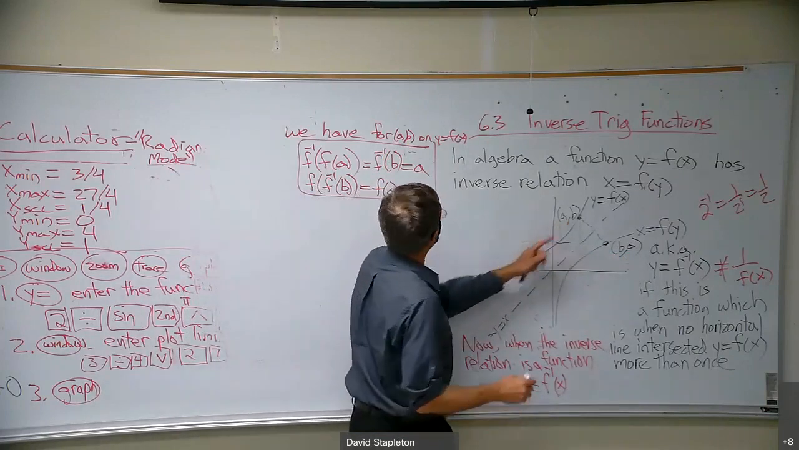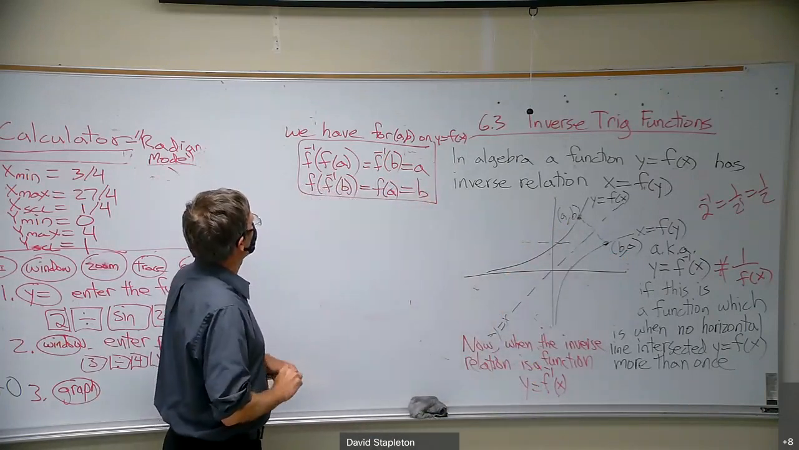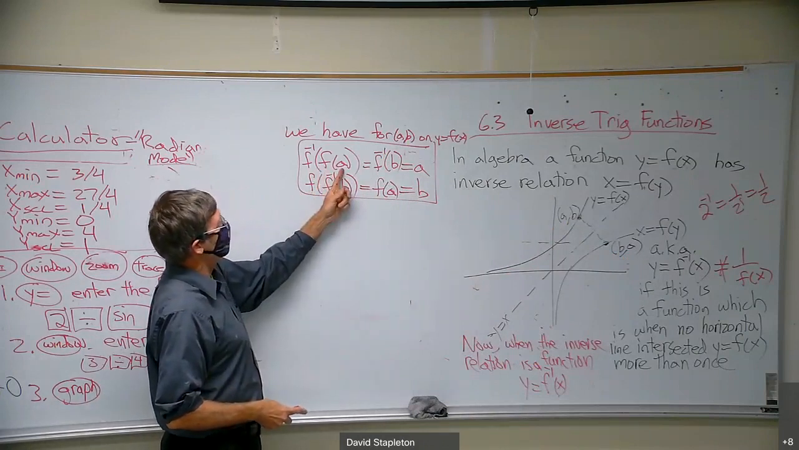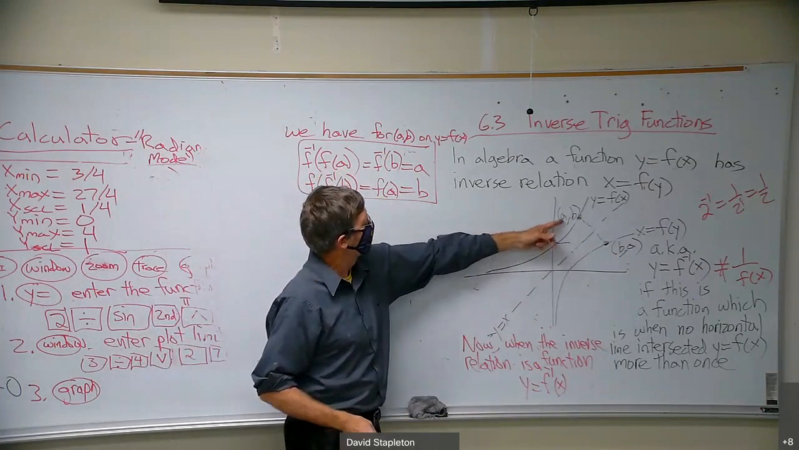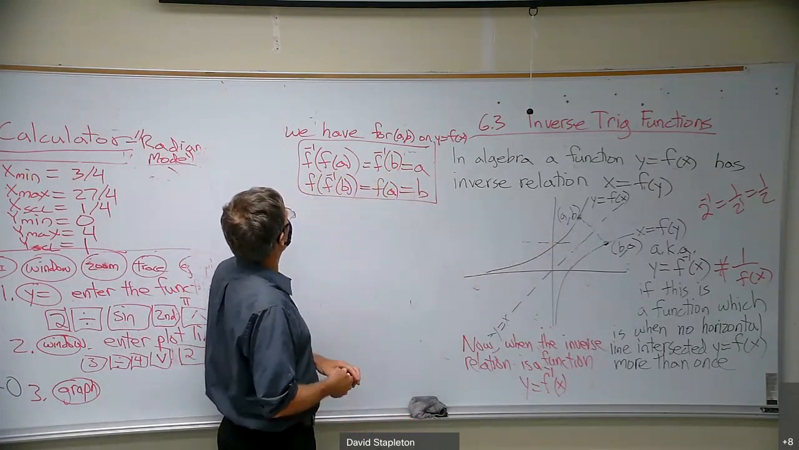But f of a is b. Now you see why it's called an inverse function. It undoes the original function, right? If I take f of a to get a number b on the function, I take f inverse of that and I get a back. It undoes what f did.